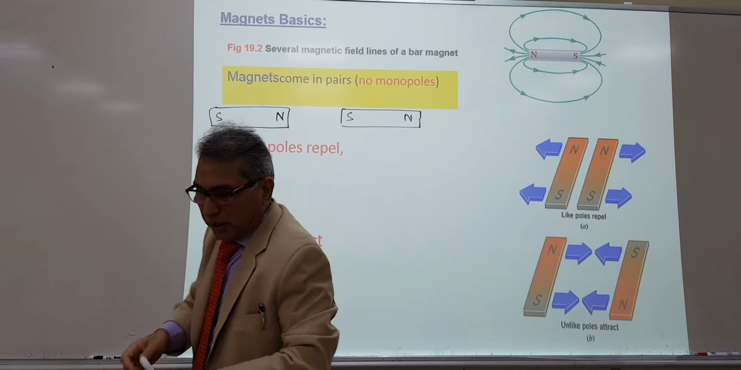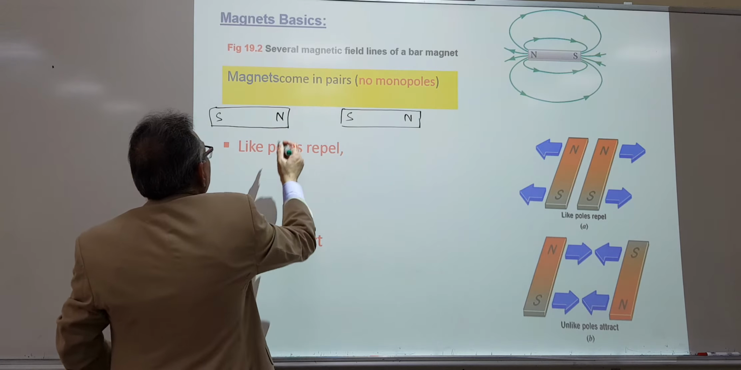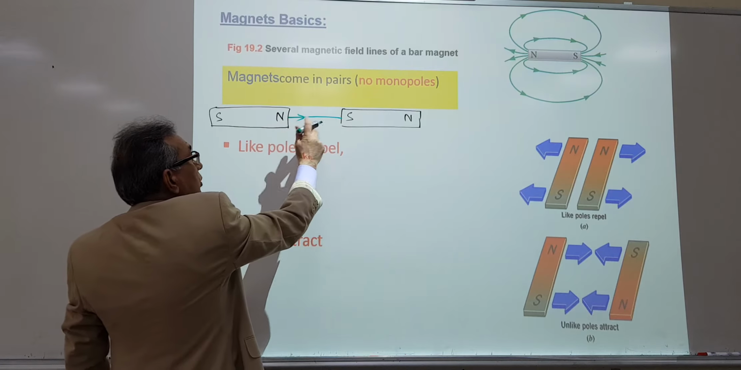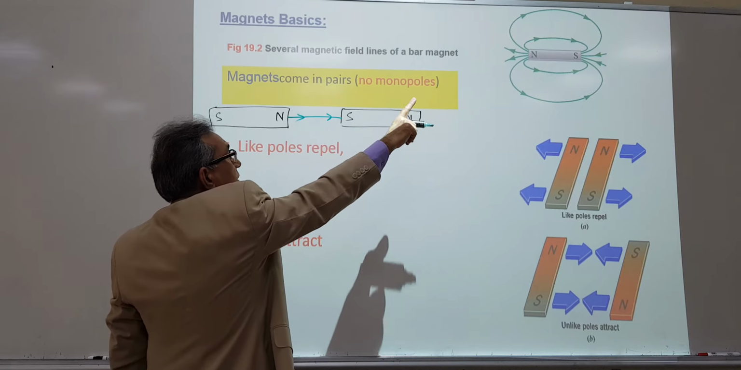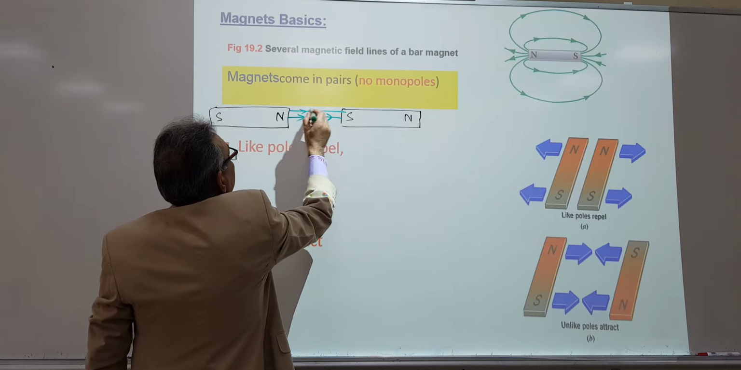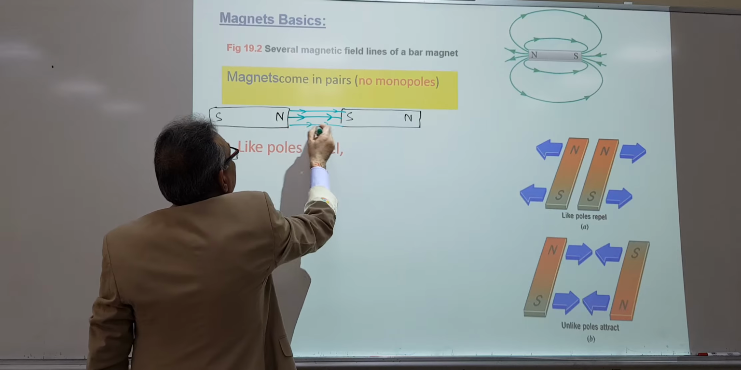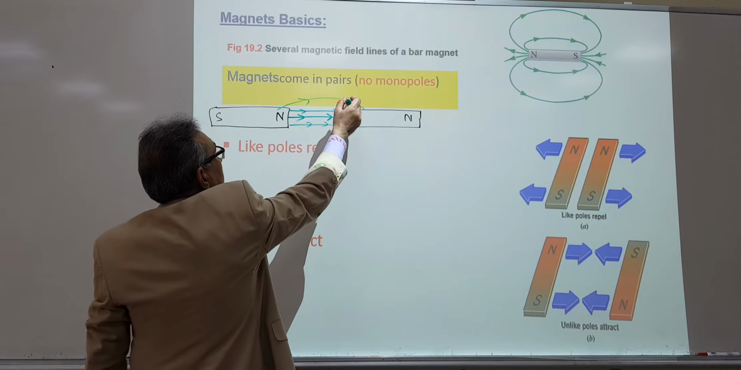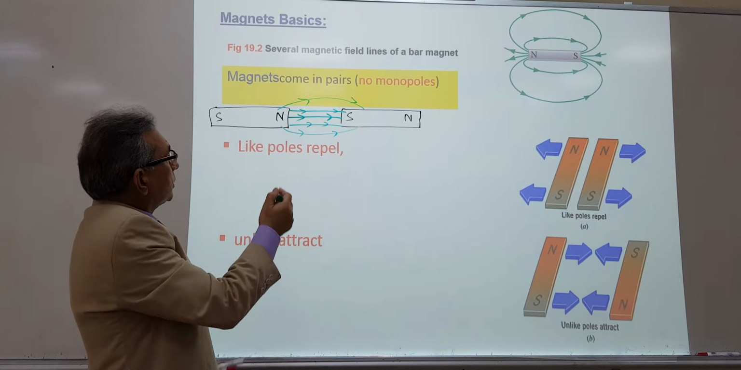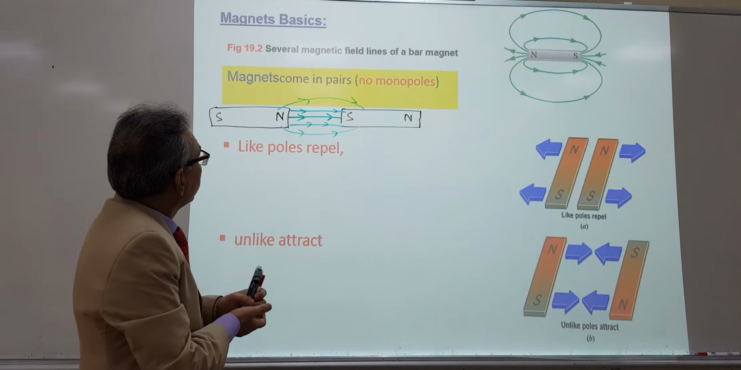You see, out of the north pole into the south. This is what we learned in the beginning, right? Out of north into south. So this is how we can show the magnetic field lines.